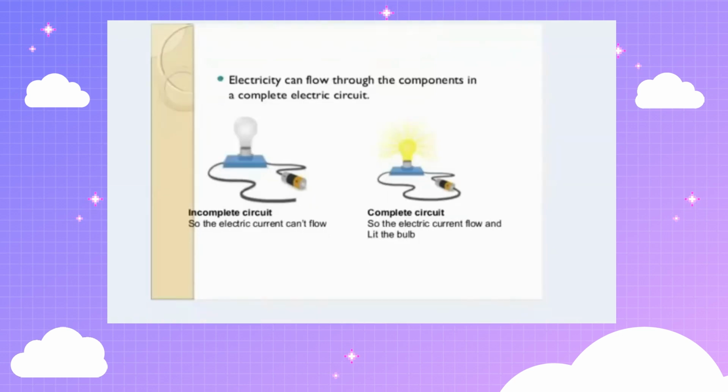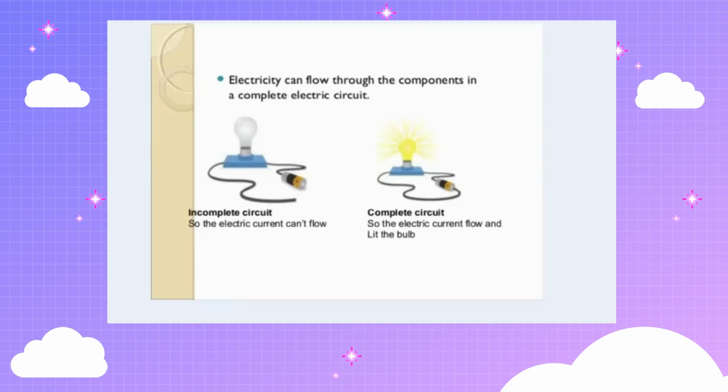So right over here, as you can see on your screens, electricity can flow to the components in a complete electric circuit. If you see in the first picture, the other side of the wire is not connected to the battery, so that's why the bulb is not glowing. And in the second picture, both sides of the wire are connected to the battery, and that's why the bulb is glowing.